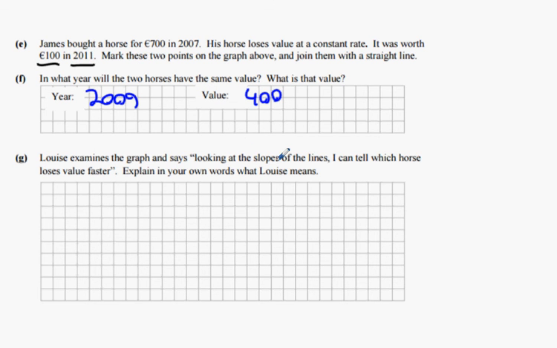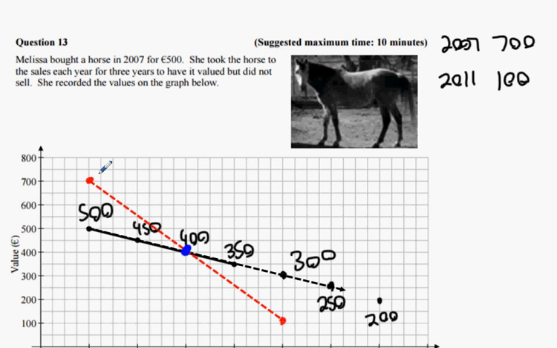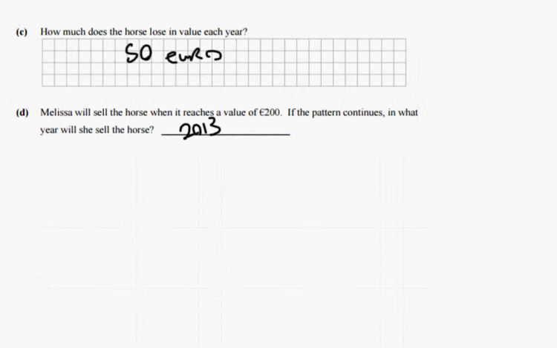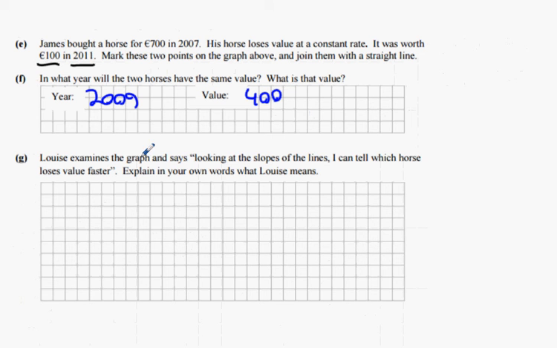Louise examines the graph and says, looking at the slopes of the lines, I can tell which horse loses value faster. Explain in your own words what Louise means. How do we know that the red horse loses value quicker than the black one? It's a steeper negative slope. Yeah, the line is steeper.